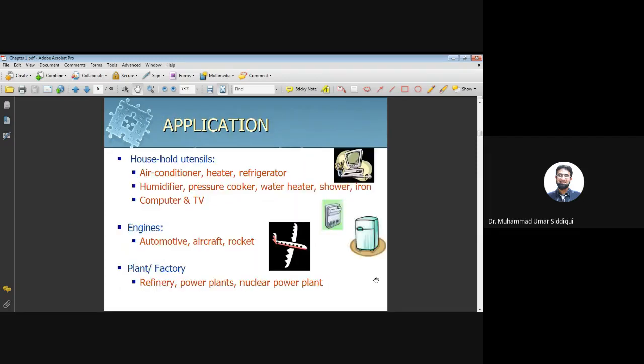Applications, we discussed that. These applications are everywhere around us. Air conditioner is a thermodynamic device, heater, refrigerator, humidifier, pressure cooker, water heater, shower, iron, computer and TV, automotive, aircraft, rockets, refinery, power plants, nuclear power plants. These are all thermodynamic devices, and these are basically the applications of thermodynamics.